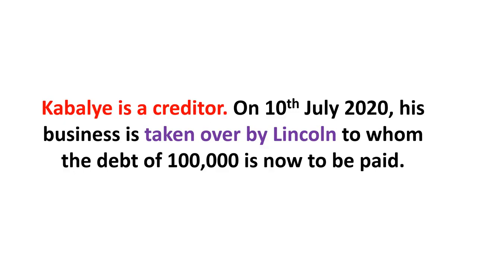So yes, earlier it was Kabalia. Kabalia was a creditor to our business, and in our books, that is how he was written, as Kabalia, the creditor to our business. But now, if the business has been taken over by Lincoln, it means we need to make the necessary adjustments in our books of accounts to show that now we owe the money to Lincoln. Or in other words, Lincoln has now become our new creditor and it's no longer Kabalia. Those kinds of adjustments are the ones I'm talking about.